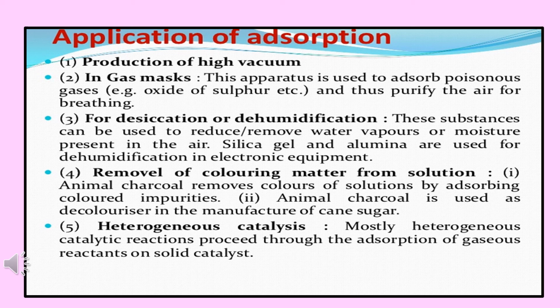And the fourth important application is removal of coloring matter from the solution. Animal charcoal removes colors of the solution by adsorbing colored impurities. That means the colored impurities are adsorbed on the animal charcoal. And secondly, animal charcoal is used as a decolorizer in the manufacturing of cane sugar.